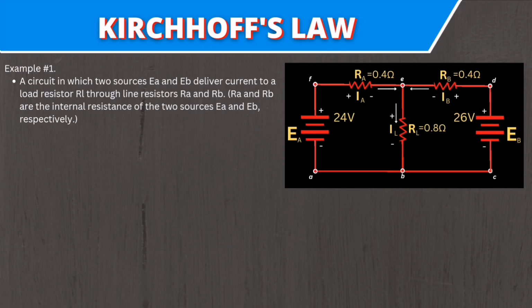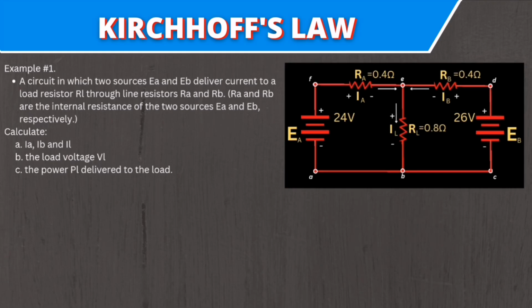For example number 1. A circuit in which two sources E sub a and E sub b deliver current to a load resistor R sub L through line resistors R sub a and R sub b. R sub a and R sub b are internal resistance of the two sources. So the circuit will be like this. So calculate for A, I sub a, I sub b and I sub L. B, the load voltage V sub L. C, the power P sub L which is delivered to the load.